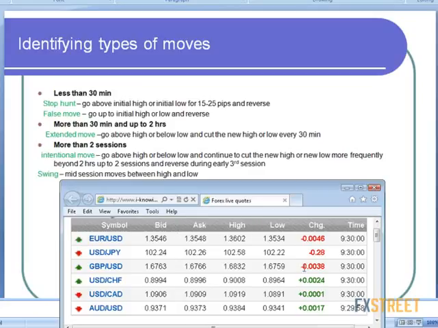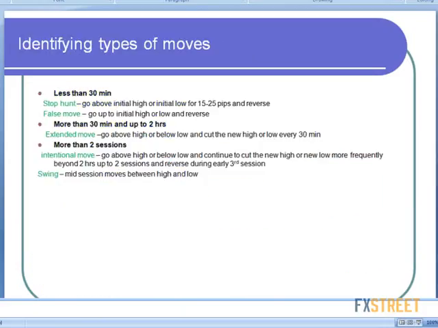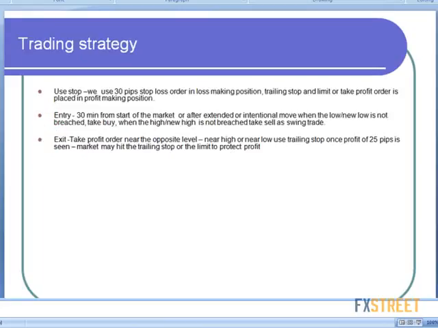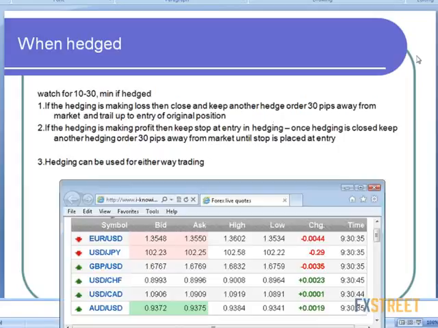So what is more important for us is to understand our limitations, because we cannot afford to take unlimited positions. Within our usable margin, we should be able to take positions and protect our positions without getting a margin call. And if we are afraid of keeping the stop, in such a scenario, use the hedge order to limit the risk. And once we use the hedge order 30 pips away from the market, we can find out whether the hedging is making profit or not.